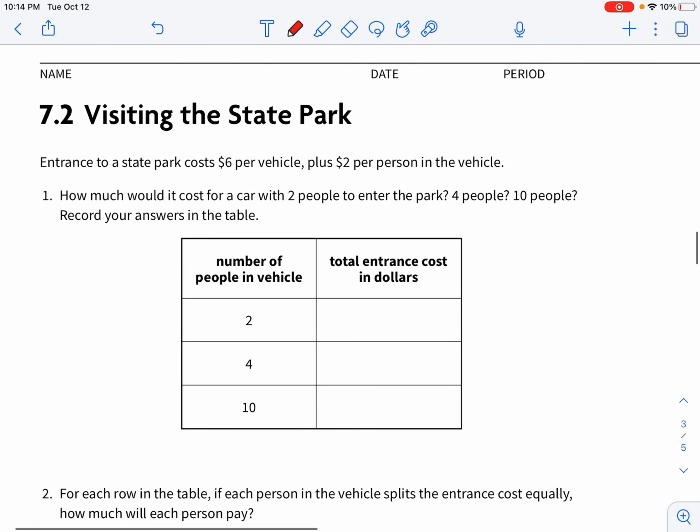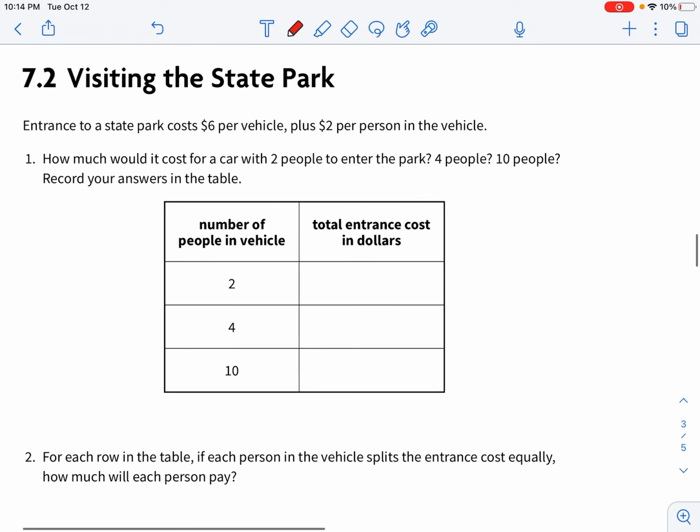All right. So now we're going to take a look at a table here, see if we get a proportional relationship here. And this one just says the entrance to a state park costs $6 per vehicle plus $2 per person in the vehicle. So how much would it cost for 2, 4, or 10 people in a vehicle? So we can fill that out.